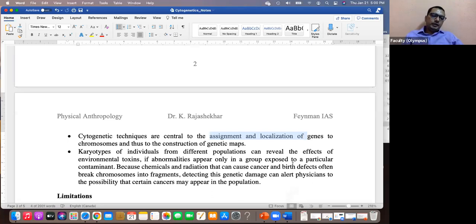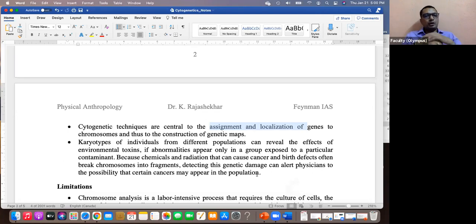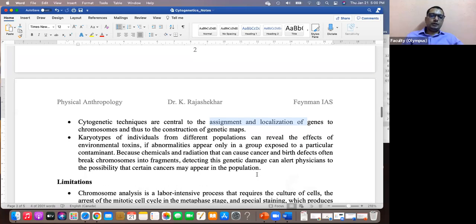Finally, at the population level, sometimes we can use karyotyping to see if someone who got exposed to some toxins is showing some abnormalities. People living near nuclear reactors, for example, or the victims of the Bhopal gas tragedy, where a toxin called methyl isocyanate caused some genetic abnormalities in people living there. In those cases, environmental exposure to toxins can be checked using the karyotyping process.